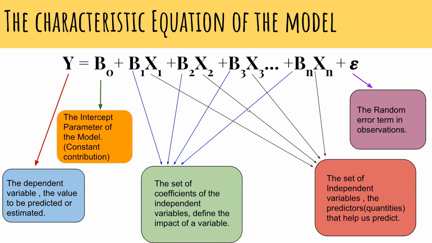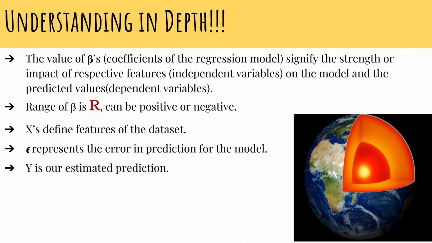It's simple, isn't it? Next, x1, x2, x3 up till xn are the set of our independent variables. These are our predictors, or quantities that help us predict the value of y, and it's similar to the simple linear regression model. It's just that there is a slight change. We've increased the number of independent variables, and that's it.